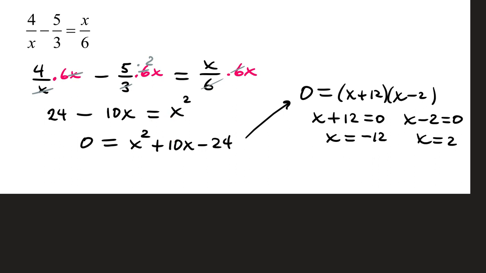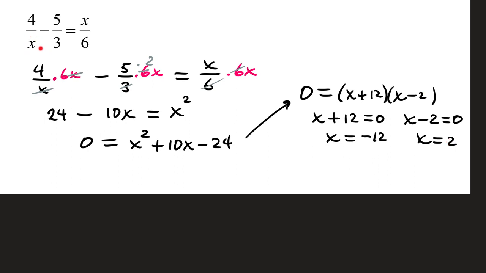This one is very tempting to factor with 6 and 4, but you've got to be careful. In order to get a sum of 10 and a product of -24, you actually have to factor with x plus 12 and x minus 2. 12 and -2 have a sum of 10 and a product of -24. The first factor is equal to 0 when x equals -12. The second factor is equal to 0 when x equals 2.